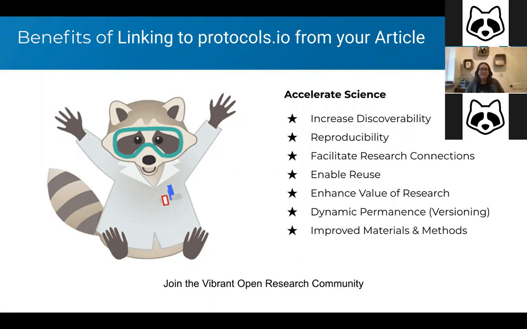In addition to reproducibility, having the protocol in protocols.io increases discoverability. As we saw earlier, you can facilitate what may seem like obscure research connections between very different fields, from neurons to stickleback fish, but altogether this enhances the value of the research. You'll get the benefit of the dynamic permanence offered by our versioning, and finally, you'll have a much better materials and methods in your research article. All of the other functionality offered by protocols.io means you can also be a part of the vibrant and fast-growing open research community. I will stop there.